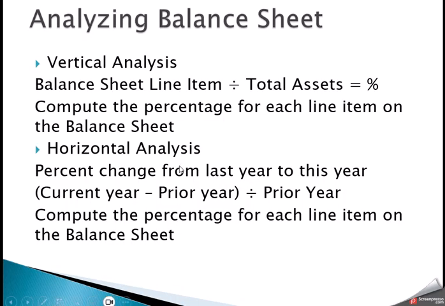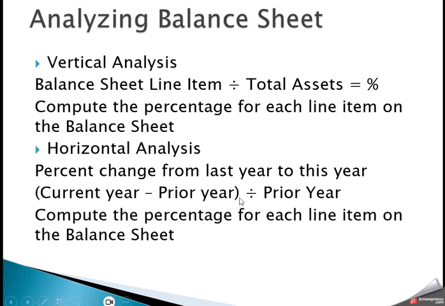And then how we analyze it is the same way as the income statement. We do a vertical analysis and a horizontal analysis. So the mathematics of that is you take each line item in the balance sheet and divide it by your total assets. So the denominator for all line items will be the total assets. And again, that'll give us a decimal that will turn into a percent. So what is cash as a percent of our total assets? What's inventory as a percent of our total assets?